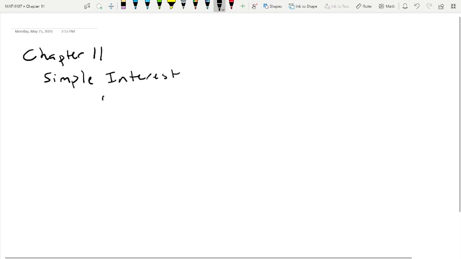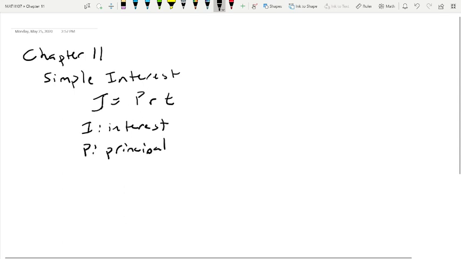We have I equals PRT. I is the interest. P is the principal. How much money did you put into the account? R is the rate, and T is the time, and that number is in years.